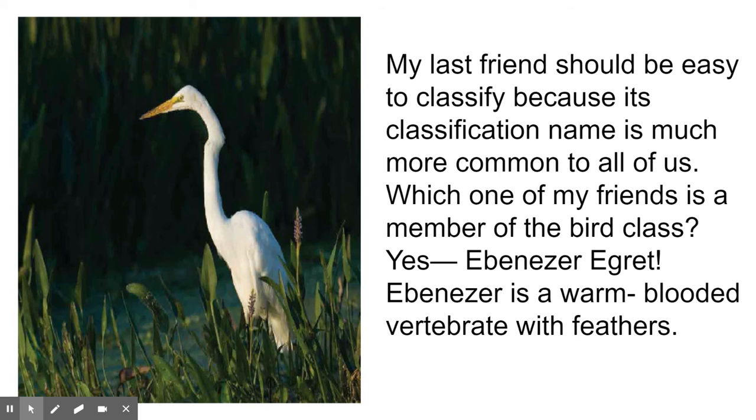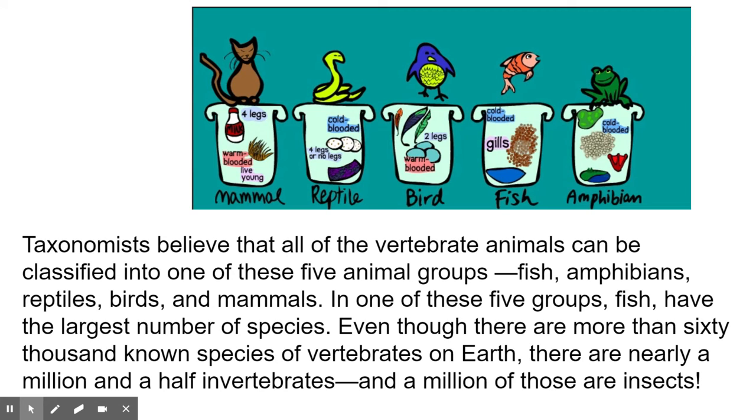My last friend should be easy to classify because its classification name is much more common to all of us. Which one of my friends is a member of the bird class? Yes, Ebenezer Egret. Ebenezer is a warm-blooded vertebrate with feathers. Taxonomists believe that all of the vertebrate groups can be classified into one of these five animal groups: fish, amphibians, reptiles, birds, and mammals. In one of these five groups, fish have the largest number of species.